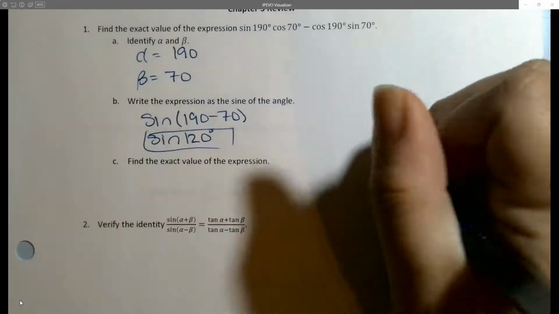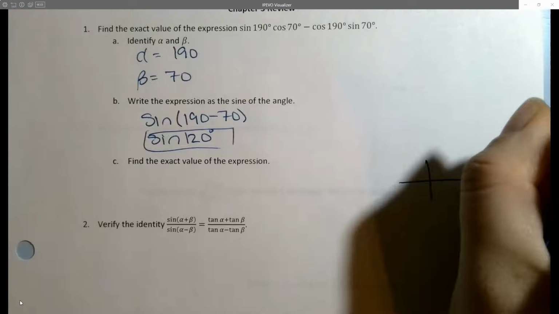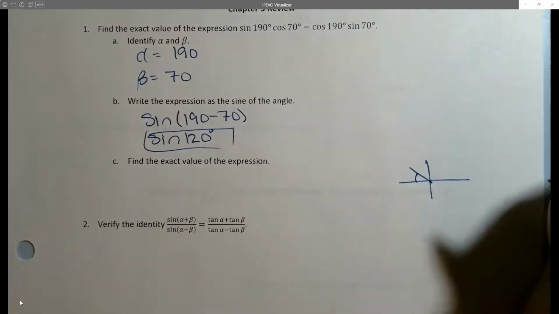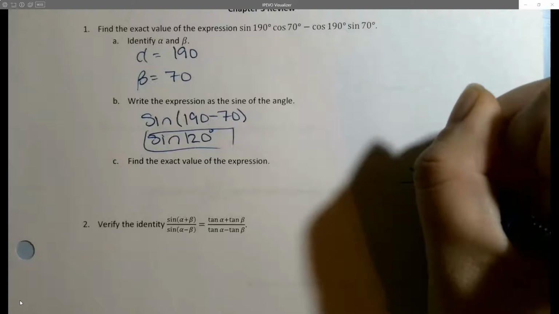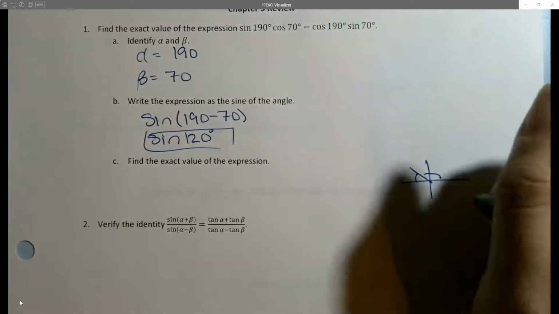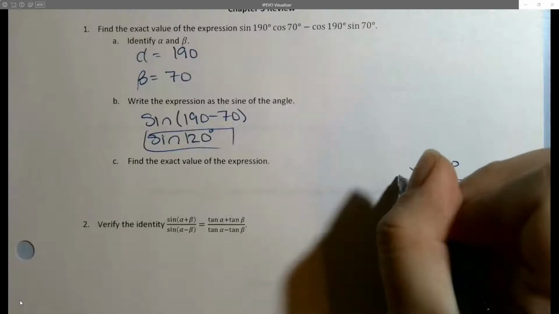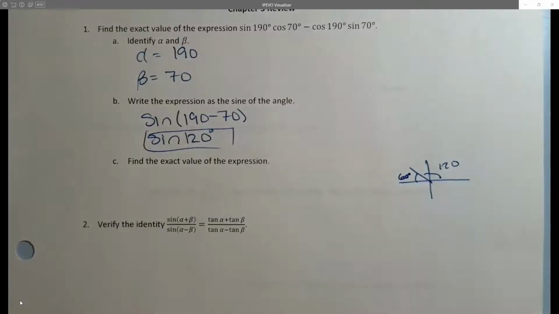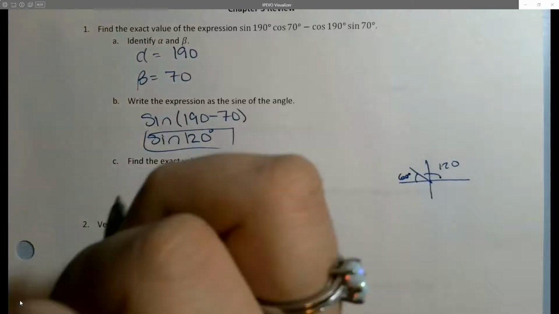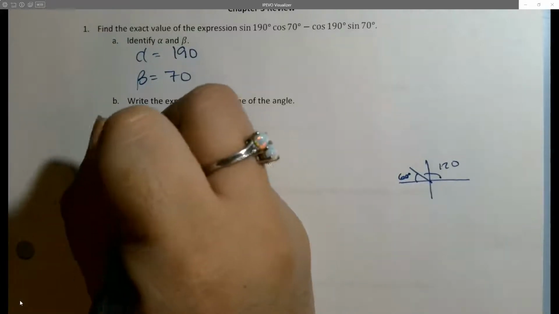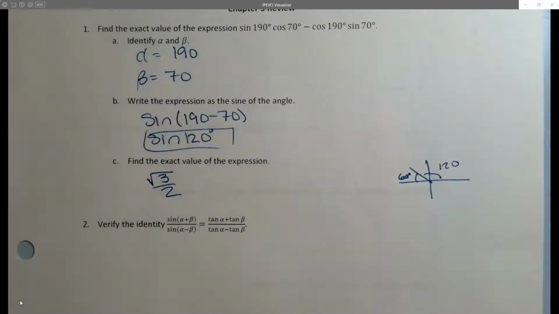So remember, if I was to graph this, sine 120 is right here. The part from the x-axis to my angle is 60, and that part is called my reference angle. Sine at 60 degrees is the square root of 3 over 2. And then I need to remember if sine is positive in the second quadrant.